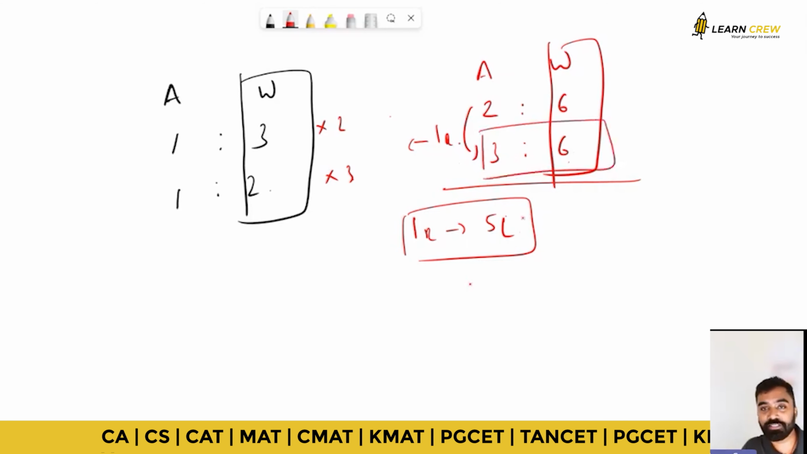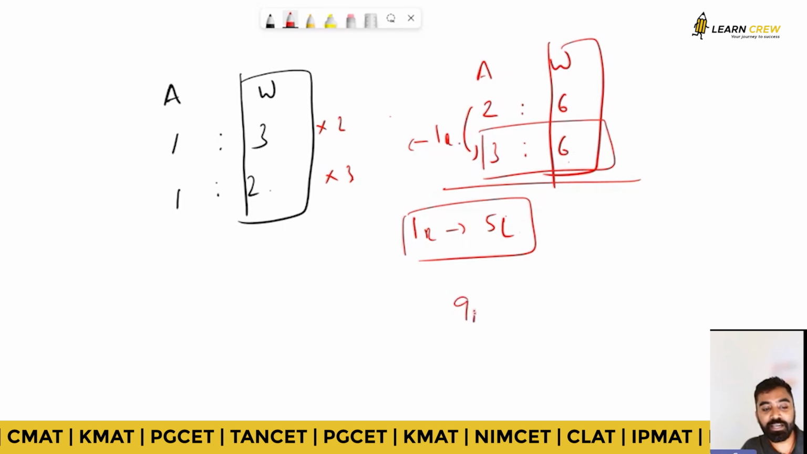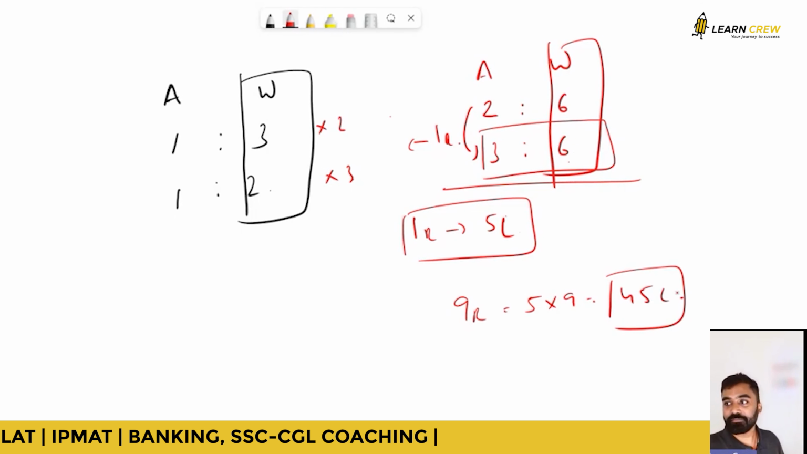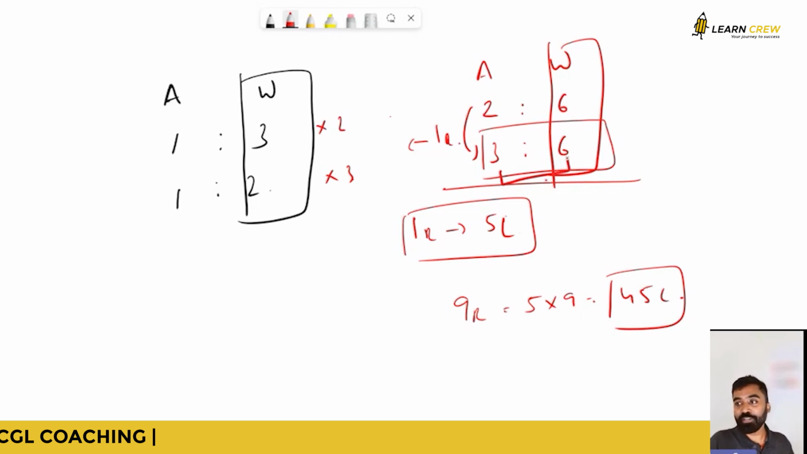This one, 3:6. So 3 plus 6 is 9. 9R is nothing but 5 into 9, 45 liters. Clear? How do you get 9R? 3 plus 6, the new ratio. New ratio is 3:6, that's nothing but 9.